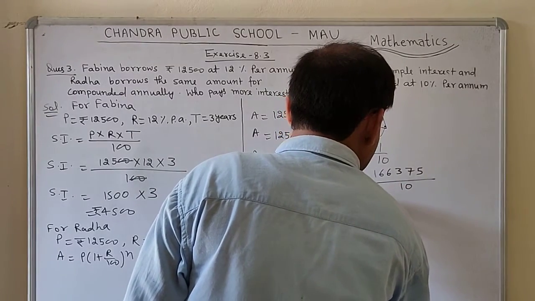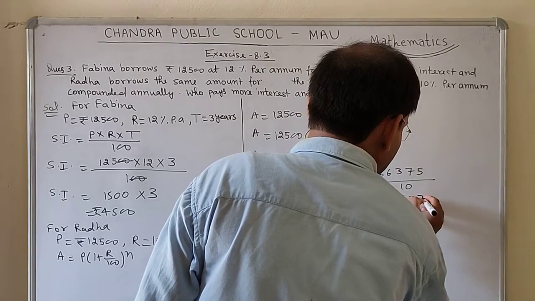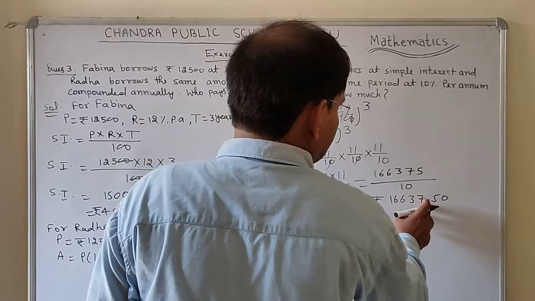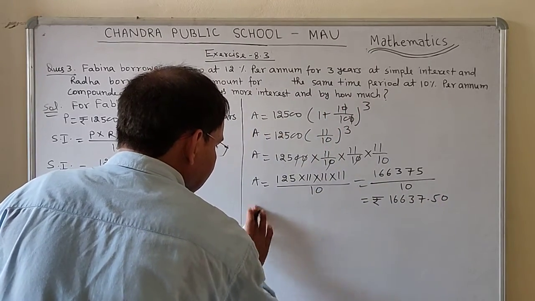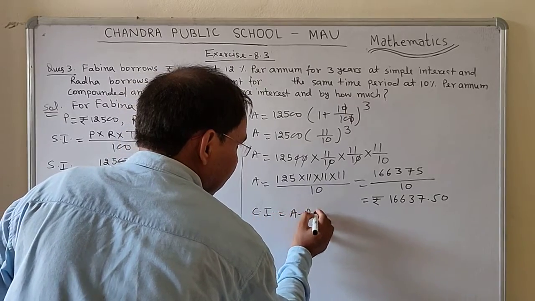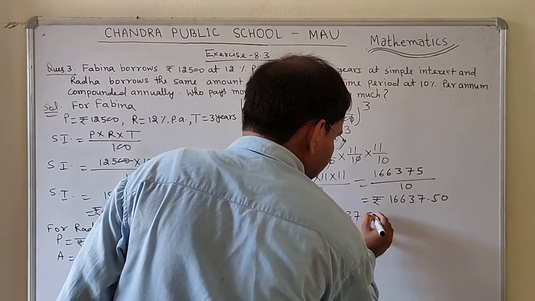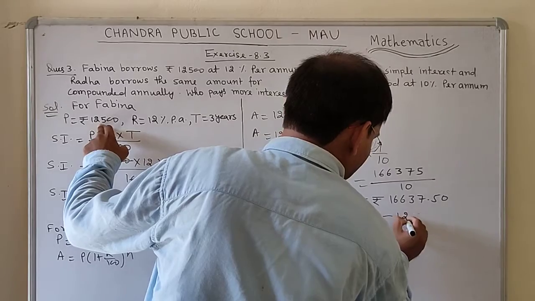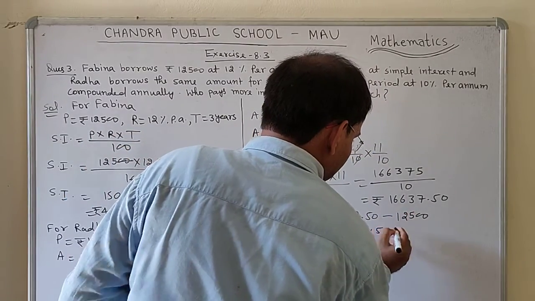A is equal to rupees 16,637.50, that is the amount. Then compound interest equal to A minus P. So A is equal to 16,637.50 minus P, which was 12,500. If you subtract, it will be .50.